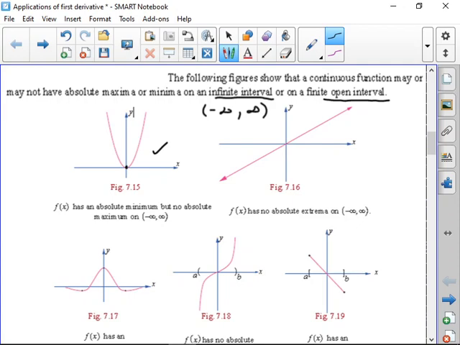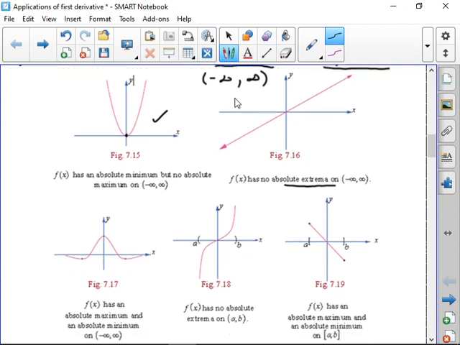This is an example. Now see this. This is also a continuous curve. It has no absolute extrema. What does extrema mean? No absolute maximum, no absolute minimum. That is the meaning. Because this is a straight line. It has no end point. It is a straight line and it does not bend anywhere. So it has neither.